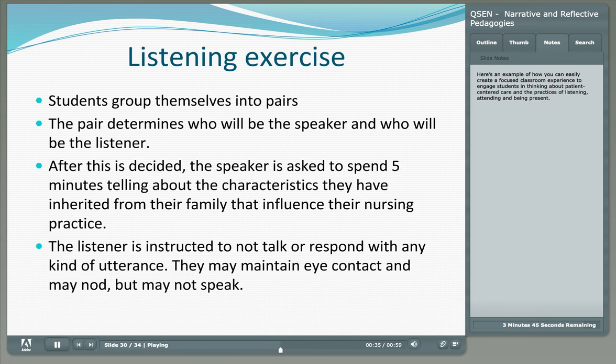The listener is instructed not to talk or respond to the speaker with any kind of utterance or sound. They may maintain eye contact or may not, those kinds of things, but they may not speak. Your responsibility during this exercise is to time the experience so that it lasts the full 5 minutes. Begin the experience and call time when the 5 minutes has elapsed.